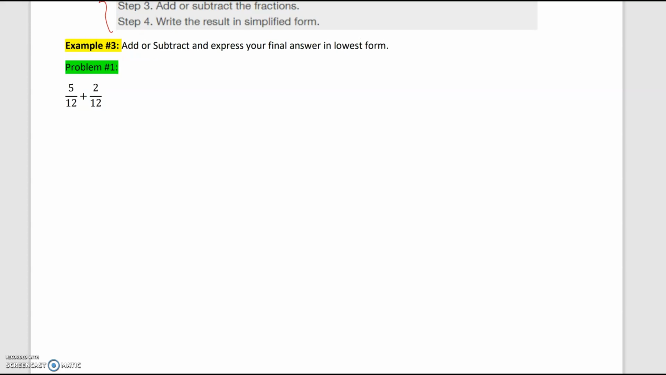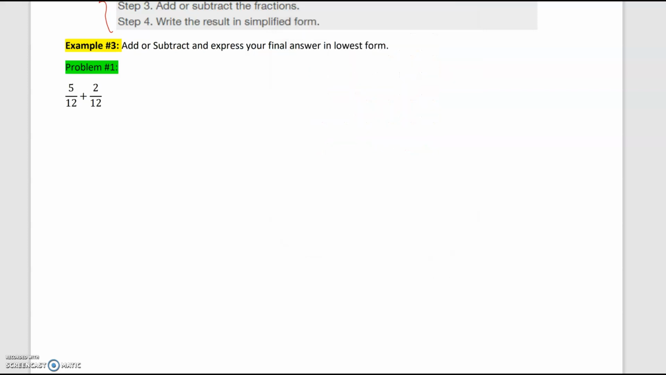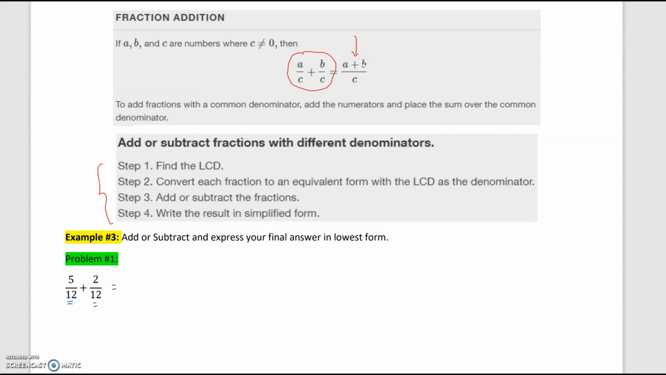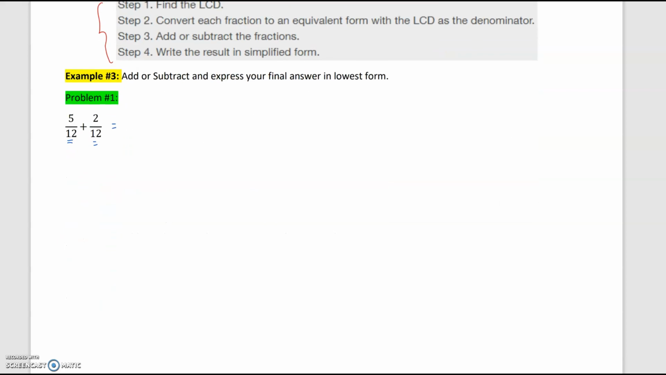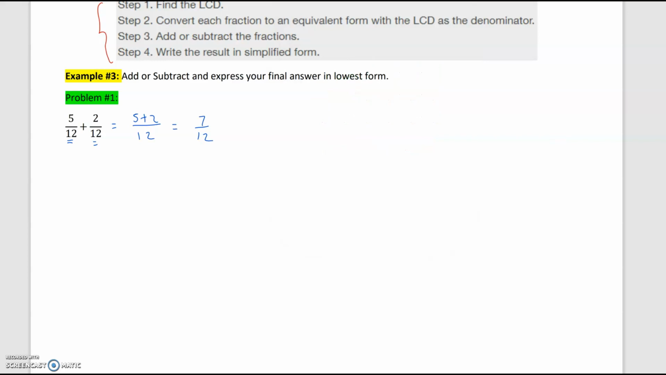Let's take a look at problem 1. And they do want us to basically add these and then simplify it as much as possible if we can actually simplify it. So notice that on the first problem, your denominators are both 12s. So in this case, I'm just going to apply the formula, and I'm referring to adding or subtracting the numerators. So this is going to be just the values of 5 plus 2 over 12, or 7 twelfths. There's no common factors. That's actually it for this one.